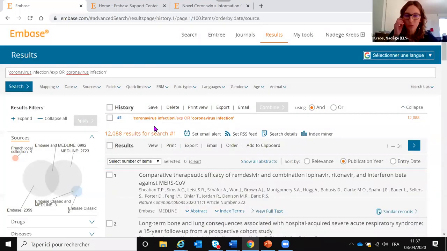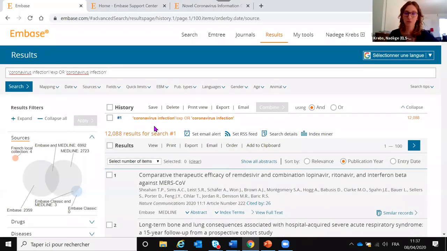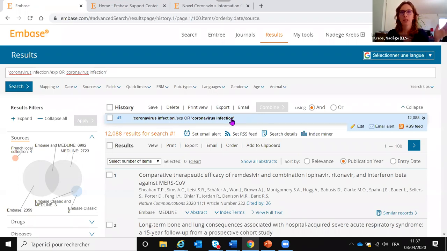So what we see is that when we clicked coronavirus infections, it actually translated it into coronavirus infection slash exp, like explosion, or coronavirus infection. Mercy, you said earlier that when we do the explosion term, it takes the terms underneath and searches in the index terms, and that one means it searches everywhere in the record that we create. So if there was a center for coronavirus infections and that's where the author is from, then it would also pop up from here.